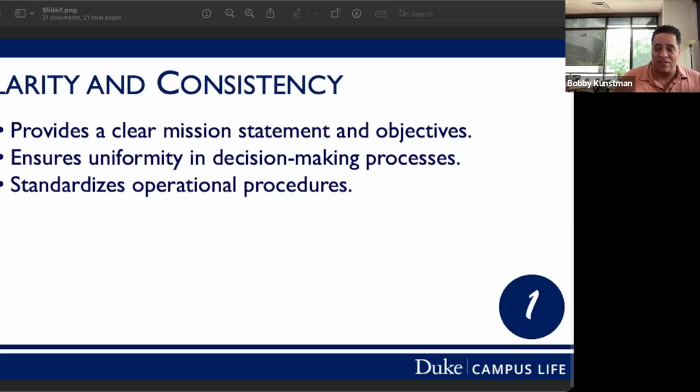And then the last idea centered on this is standardizing your operational procedures to help maintain consistency and efficiency in how your organization functions day to day.